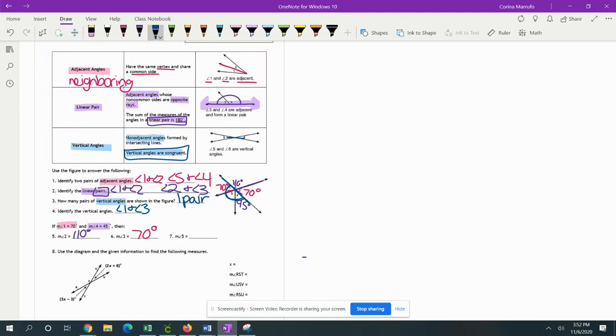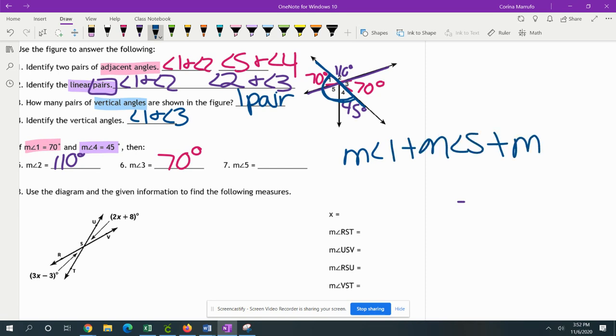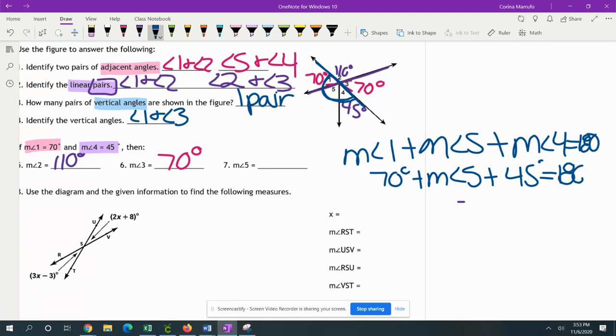Okay, so we are going to figure out what that angle is. So we're going to take the measure of angle 1 plus the measure of angle 5 plus the measure of angle 4, and that should equal 180. So 1 is 70, 5 we don't know, and the measure of angle 4 is 45, equals 180. Well, the 70 and the 45 together gives us 115 degrees, and we don't know what the measure of angle 5 is. That's what we're looking for.